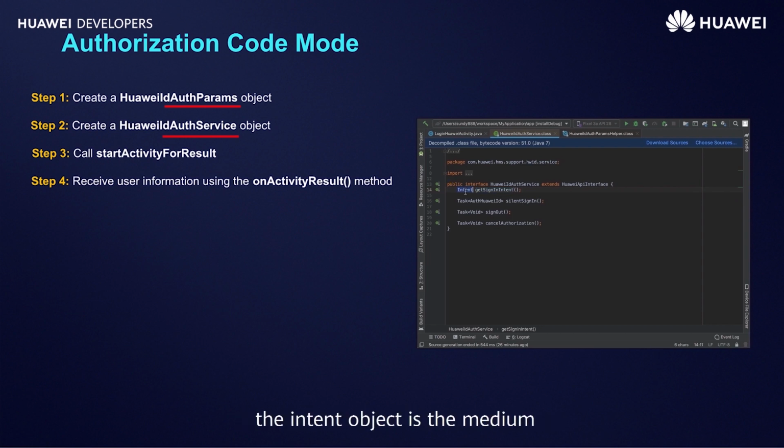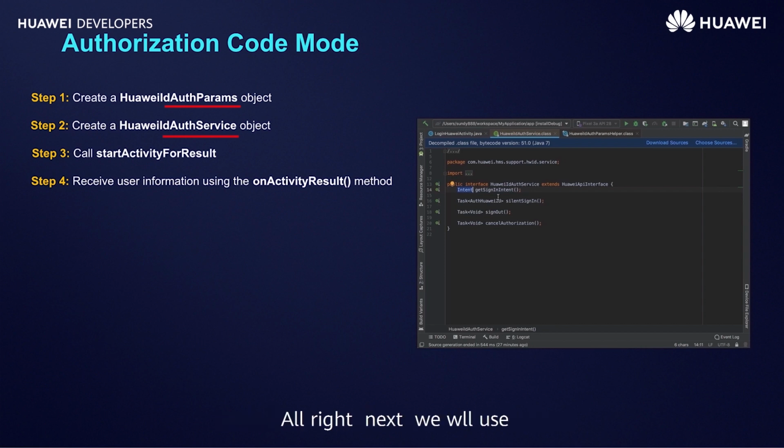As we all know, the intent object is the medium for an activity to transmit information, and it contains the intent information to start the authorization activity. And now we also understand its function. It is an important object. Subsequent operations of the client need to be completed through its API. For example, pulling up the authorization page, logging out the Huawei account, canceling the authorization, and others.